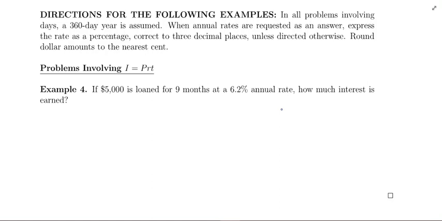Example 4 says if $5,000 is loaned for 9 months at a 6.2% annual rate, how much interest is earned? Okay, first thing we need to talk about, why is this a simple interest problem? Yes, we're in section 3.1, so it's got to be a simple interest problem, but think ahead. When you take a test over this material, you're going to have all the formulas mixed up. How would you identify this as a simple interest problem? Remember what we talked about.